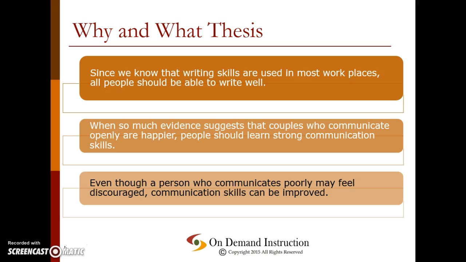So it's just why and what. You're just answering those 2 questions. Why should they agree? And what is it that they're agreeing to? 2 more examples here. When so much evidence suggests that couples who communicate openly are happier, people should learn strong communication skills. So again, why should I agree and what am I agreeing to? There you go. And third example, even though a person who communicates poorly may feel discouraged, communication skills can be improved. So again, why should I agree and what am I agreeing to?